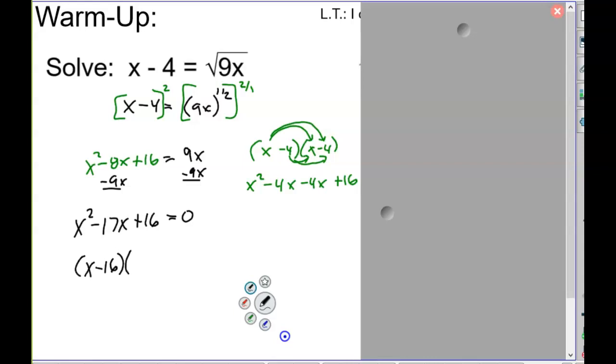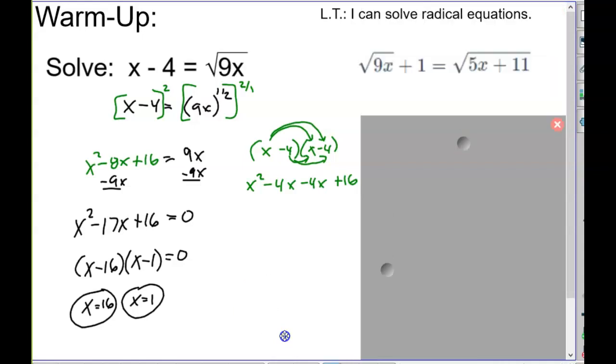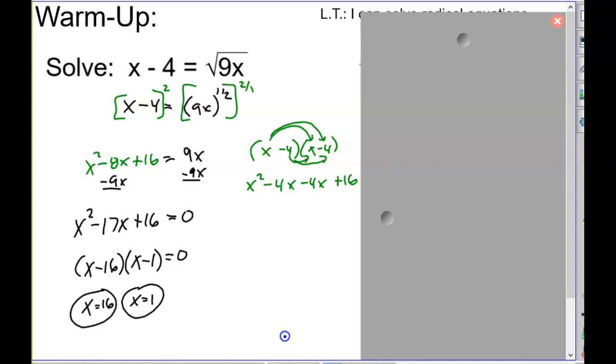However, factors of positive 16 that add up to give me a negative 17x are negative 16 and negative 1. And then when I solve each one of these, you're going to set each parenthesis equal to 0. You don't have to show that work. You can do it in your head. It's just the opposite. What makes this parenthesis 0? 16 and 1. Now, we'll say that we have to check, and I'm going to show you a very quick way to check.